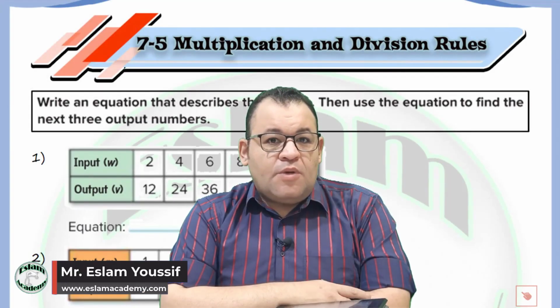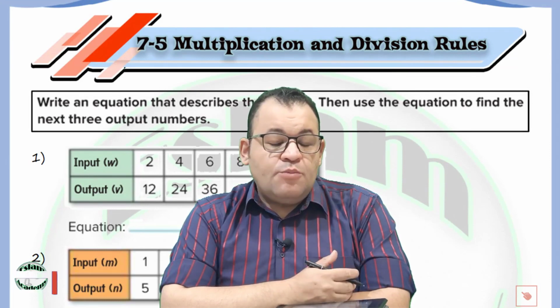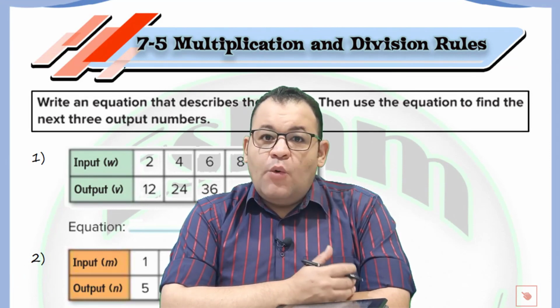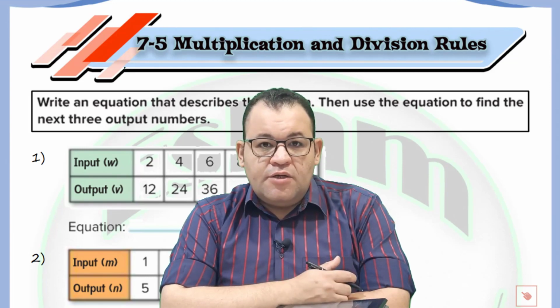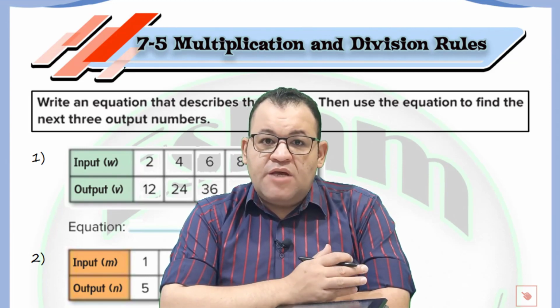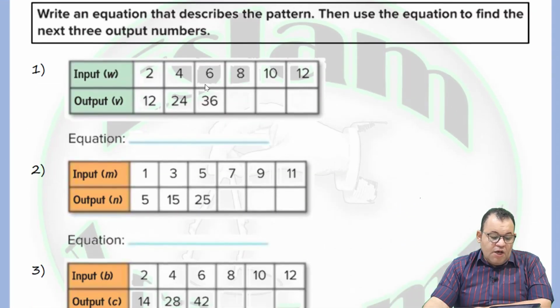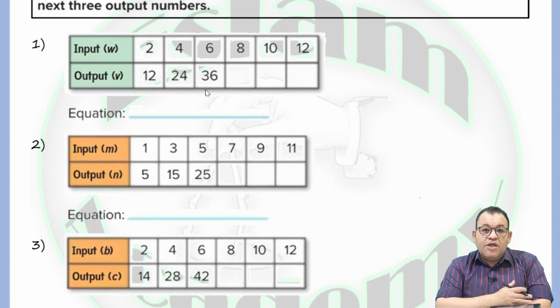In this video, we'll talk about the multiplication and division rule. How we can find the relation between the input and the output in multiplication and division, how we can complete the table, that's what we'll learn today. In the previous video, we talked about addition and subtraction. We will follow the same approach for multiplication and division. You will find that in question number 1, we have a table and we need to find the equation, then complete the missing numbers.